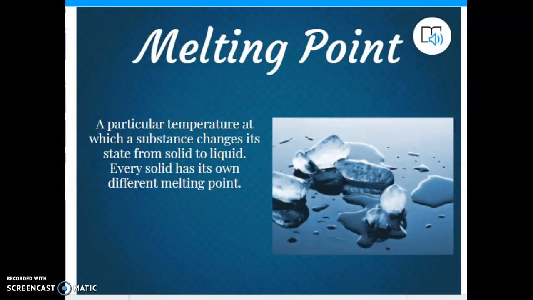Now for today, we're going to talk about three ways that the states of matter might change. The first one is the melting point.